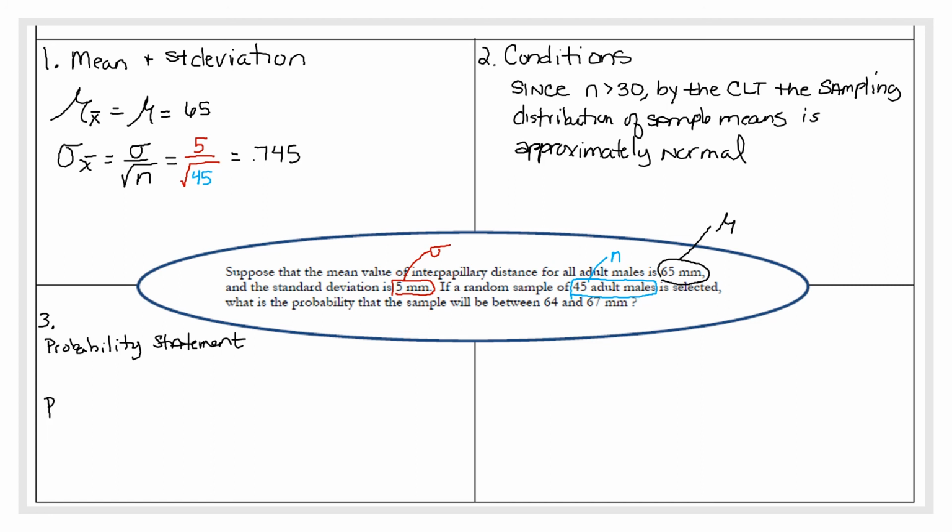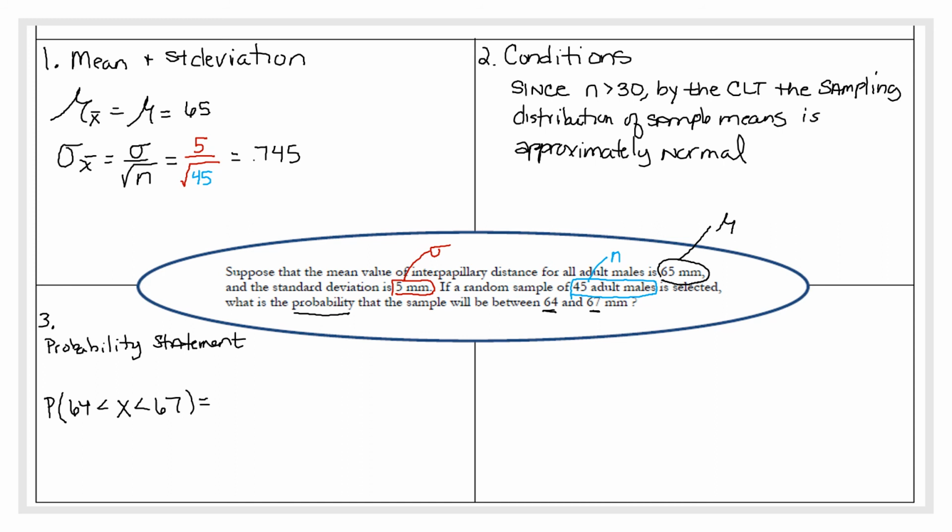probability or the proportion. In this one, we're saying what is the probability that the sample will be between 64 and 67 millimeters. Since this is a between, that means our x value is going to be in the middle. So we're going to put 64 is less than x, which is less than 67.